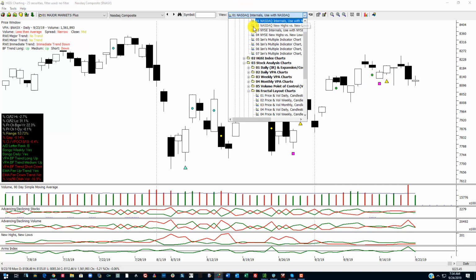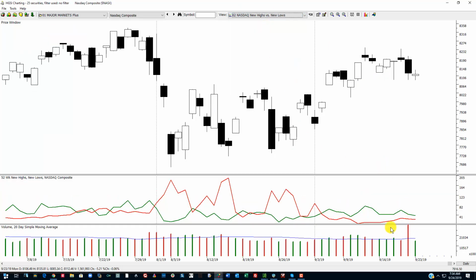Now if I drop down to the next chart, new highs versus new lows, on the sell-offs you can see the new lows spike. I'll put a crosser on here, but we're a long way from that. The new lows are down in this area. The new highs are right here. It's a stalemate.